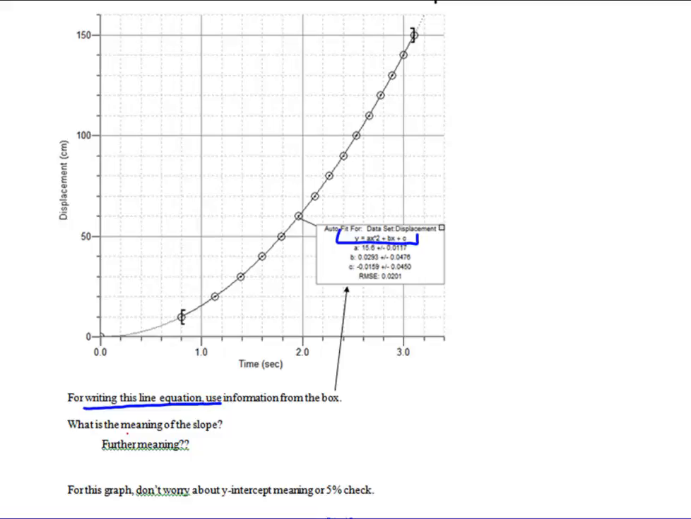Slope of the line. Well, the slope of a position-time graph, you should be able to tell me what that is. Because the line is curved rather than straight, the further meaning is, what does that tell you about the velocity? We're not going to deal with the y-intercept. We're not going to do anything with the 5%. So, just a few things for this graph. Give me the line equation. Tell me what the two pieces of information that the line and the slope represent.